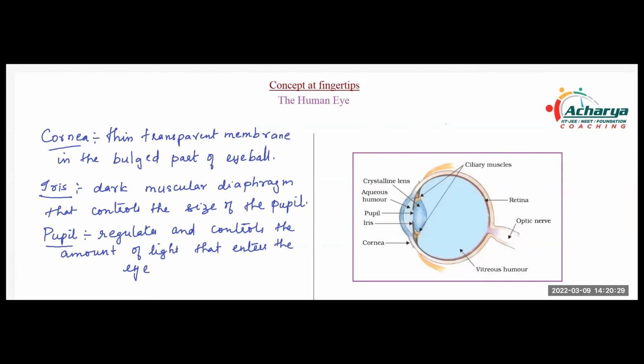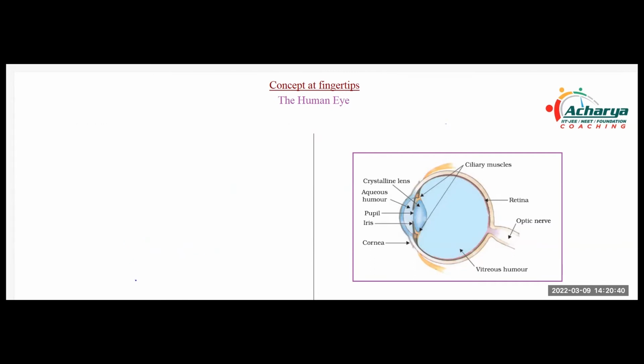Next we can see the crystalline lens, which is also known as the eye lens. As we can see here, it is a convex lens and it makes the image be focused on the retina.